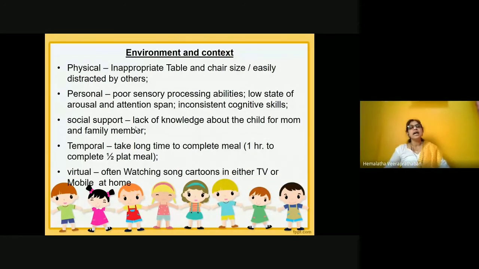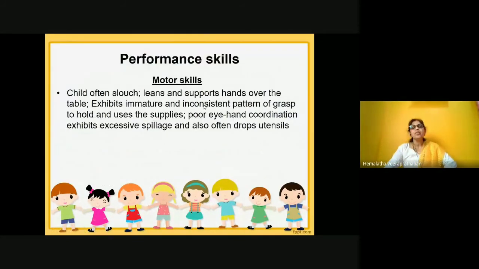And personal factors are poor sensory processing ability, which was very evident, and her state of arousal and attention was low. Not inconsistent, it's inefficient cognitive skills. She has cognitive skills, but she doesn't know how to effectively use them. Okay, so this is about the performance skills, motor skills, while establishing the feeding task, especially mealtime: the child often slumps, fails to maintain an attentive position, and leans and supports her hands on the table always.